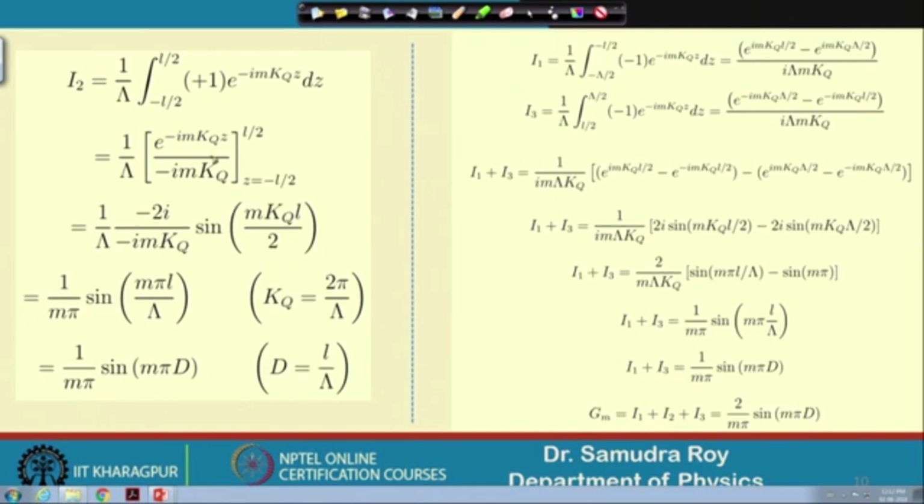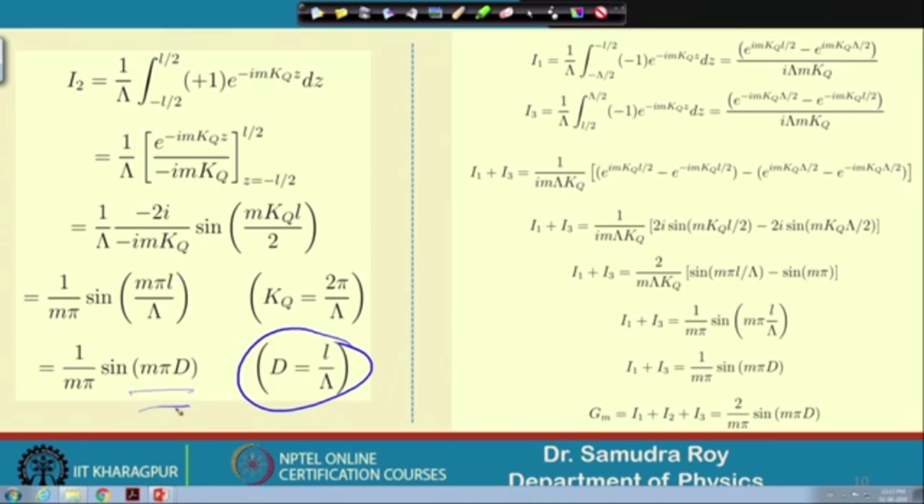So, from here we can easily find that this is sine, and now if I put the value of k_q, then k_q is 2 pi by lambda. So, if I put 2 pi by lambda here, then readily we can find that this value is nothing but 1 by m pi sine of m pi L by lambda. Now, I can also use this quantity, which is the duty cycle, a very important quantity. So, this I2 becomes 1 by m pi, and if I put this ratio L by lambda as d, so sine of m pi d.